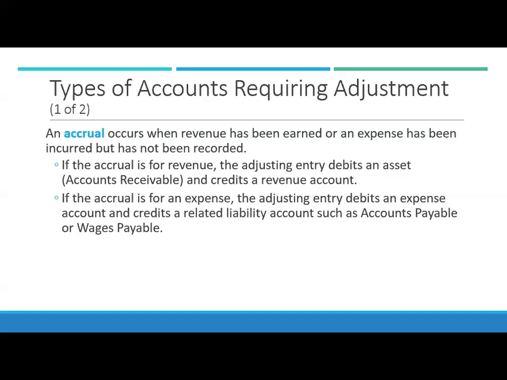An accrual is when revenue has been earned or an expense has been incurred, but it hasn't yet been recorded. So if the accrual is for revenue, we're going to debit accounts receivable and credit revenue. And then if the accrual is for an expense, we're going to debit the expense account and then credit the associated liability account, such as accounts payable or wages payable. And they will be a payable because an accrual is when a revenue or an expense has been earned but not yet paid. So if an expense has not yet been paid, that's a bill to someone else, that's a payable. If the revenue has not yet been collected, then that is an accounts receivable because it's a bill that's due to the business.